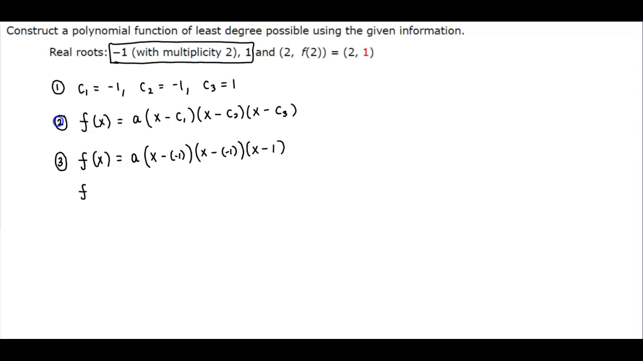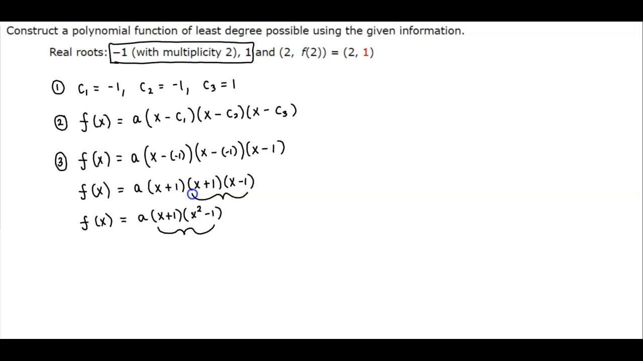Let's simplify that a little further. We have f of x equals a times (x plus 1) times (x plus 1) times (x minus 1). Now we can multiply two of these together. So f of x equals a times (x plus 1), and when we multiply x plus 1 times x minus 1, that's the difference of squares, so that becomes x squared minus 1.